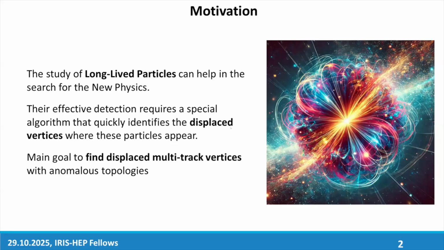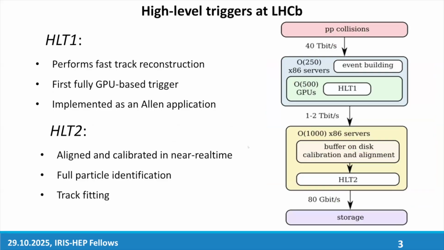So the main goal of this project is to write such an algorithm to find some displaced multi-track vertices with anomalous topologies. So let's talk about the software I mainly work with. It's the HLT, or high-level triggers. So what is this? The LHCb detector is capable of reading out a maximum data rate of 40 terabits per second. This is a huge amount of data which we need to process.